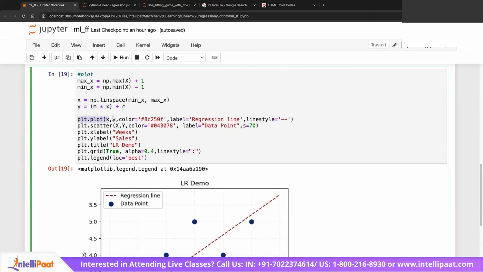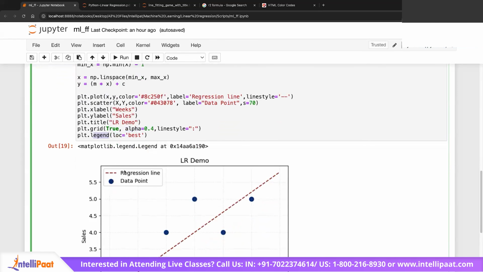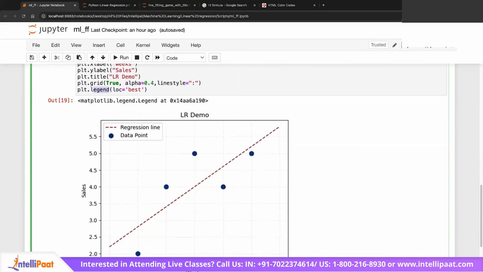I plotted x, y with a different color, a label, and a line style. I plotted the scatter plot of x and y, the actual data points, with color and label. I added the x label, y label, and title. I put the grid in the background. Alpha is the intensity: do you want it darker or lighter? Line style is the style of the line. And the legend is basically regression line and data point. And I plotted this data. Yes or no? Are we visually clear on how this works?